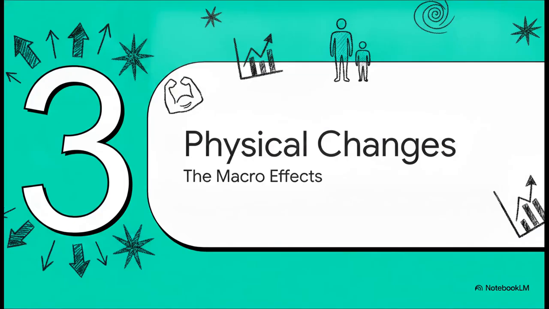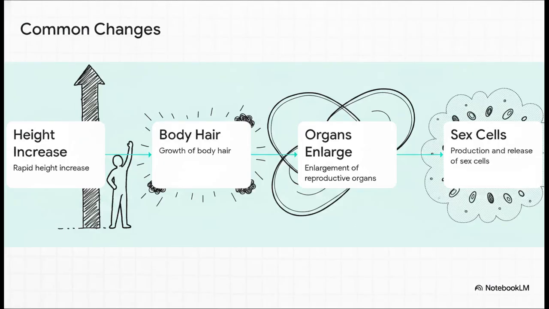Okay, section 3, visible physical changes. The macro effects. We've seen the micro triggers, so let's zoom back out to the broader effects that everyone shares. There are common physical changes that both boys and girls experience as they mature. Let's walk through this sequence.